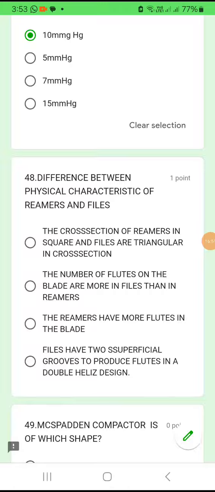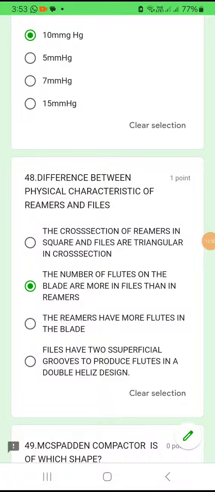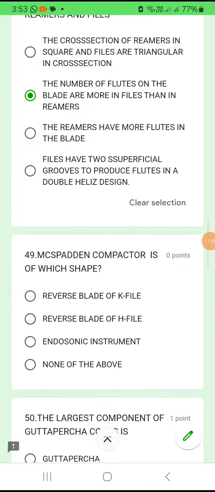The files will have more flutes on the blade compared to a reamer. So option B is the answer.